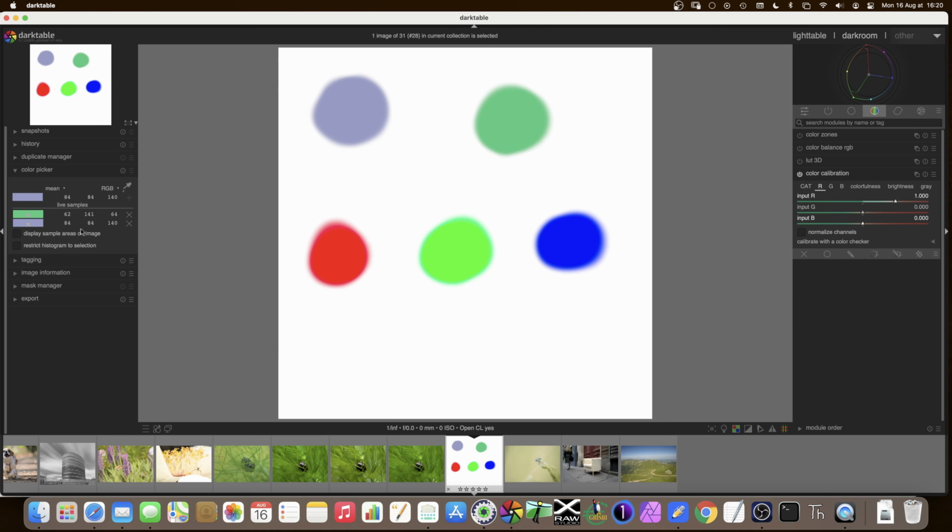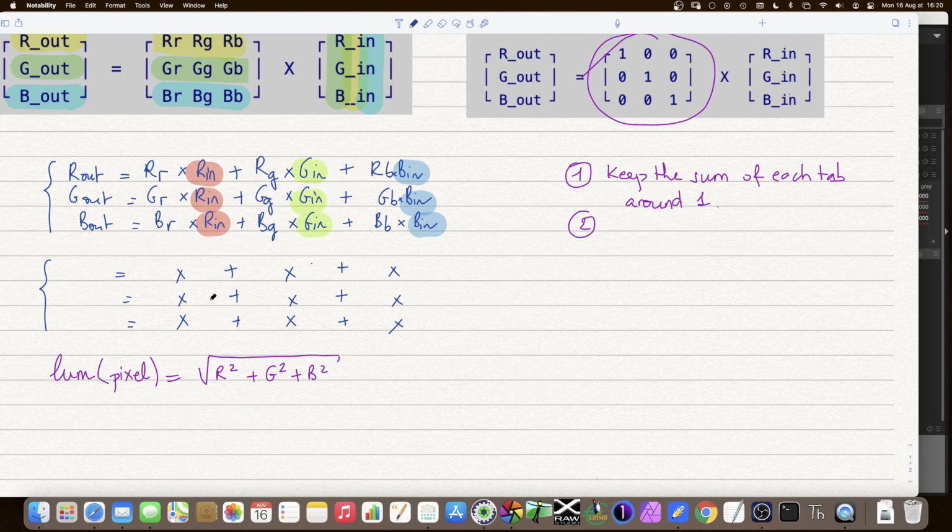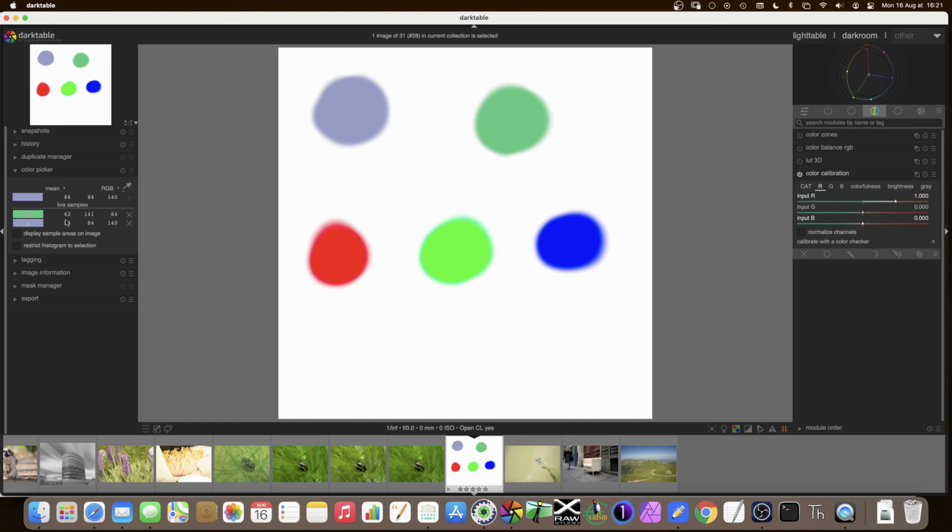So I want to change this purple 84, 84, 140 into a green 62, 141, 164. So the input is the purple and the output is the green. So the input 84, 84, 140. So the red input is 84. I'll write that 3 times. The green input is 84 as well. And the blue input is 140. 140, 140, 140. And the output, which is what I want to obtain after the mix, is the green 62, 141, 64.